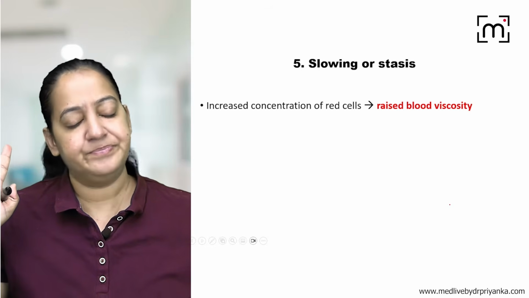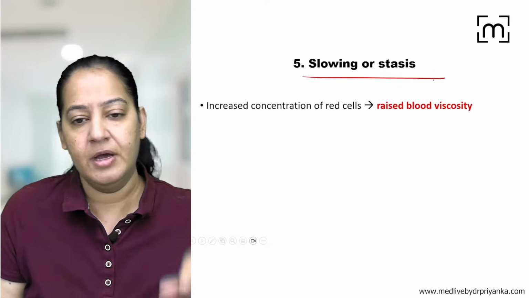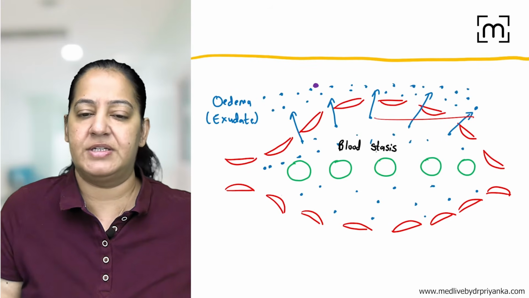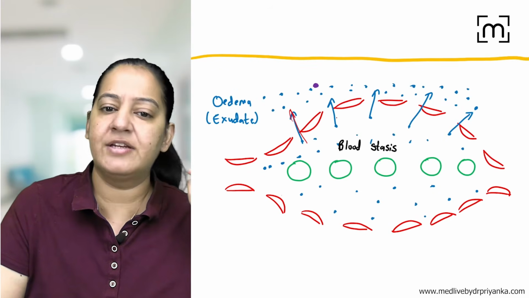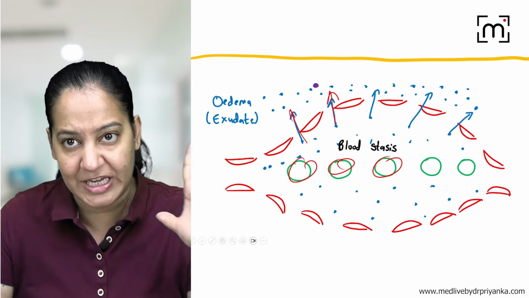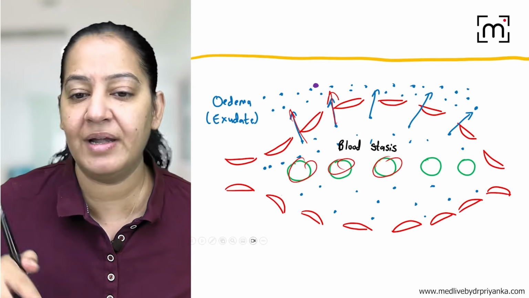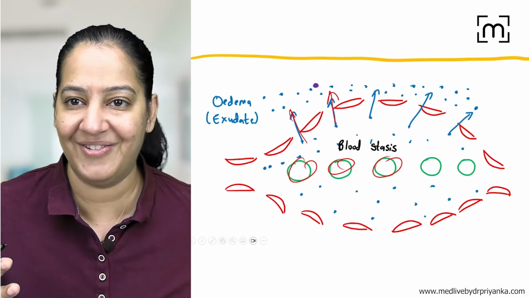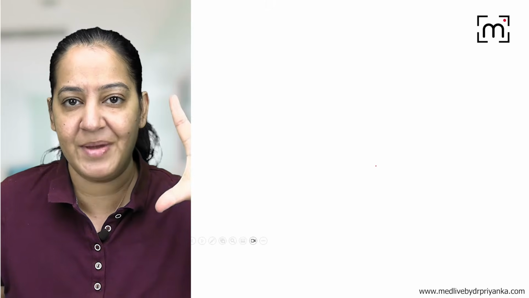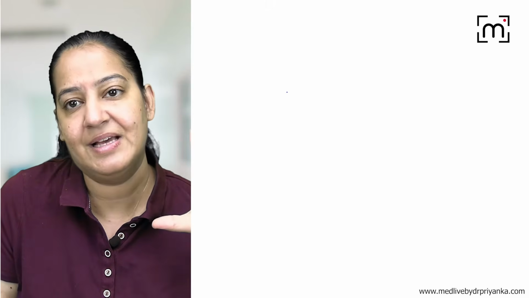So you can see. And the last and the 5th step is the slowing or the stasis of the blood. So it will increase the viscosity. Can you see? The fluid already leaked out, the protein already leaked out. Now only cells are remaining. So cells will accumulate. That is leading to stasis of the blood, slowing of the blood. Right? So we are done with the 5 mechanisms. The 5 vascular events, 5 steps.